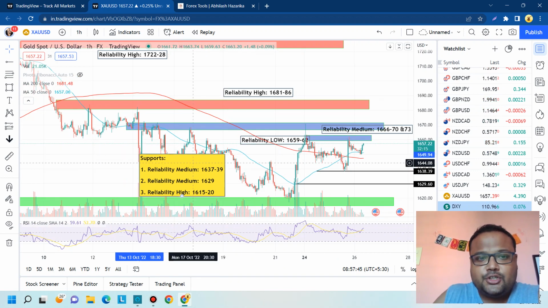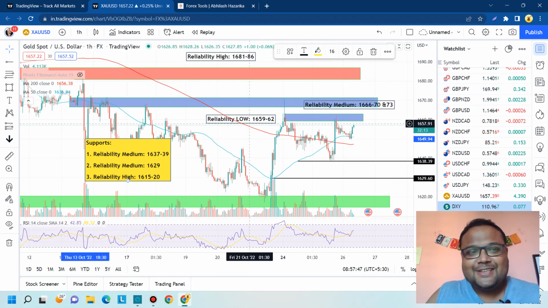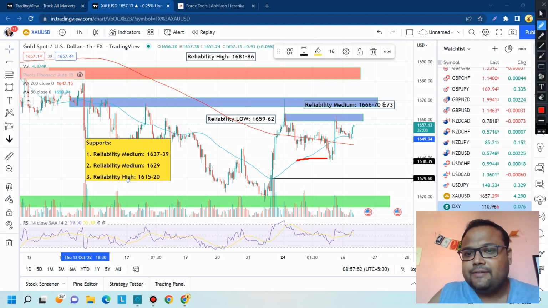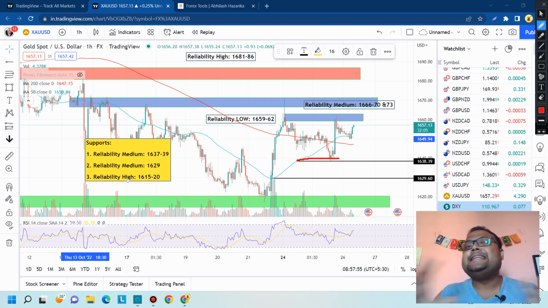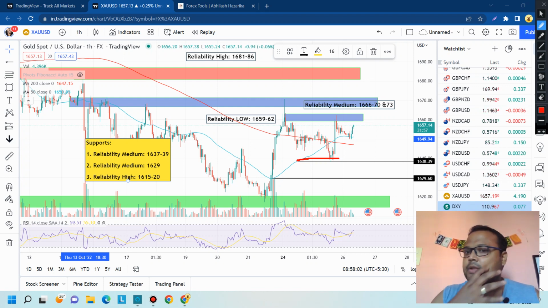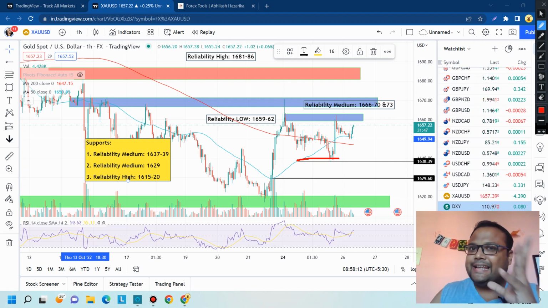You can see I have mentioned supports. In case the market goes down, the first important support will be the 1637, 38, 39 level. This is a good support in the market. As you can see, I have mentioned the reliability as medium, not very bad. So in case of a sudden drop also, you can expect the market to bounce. If there is no fundamental factor that is driving the market crazy, you can expect the market to bounce from the 1637, 38 level.